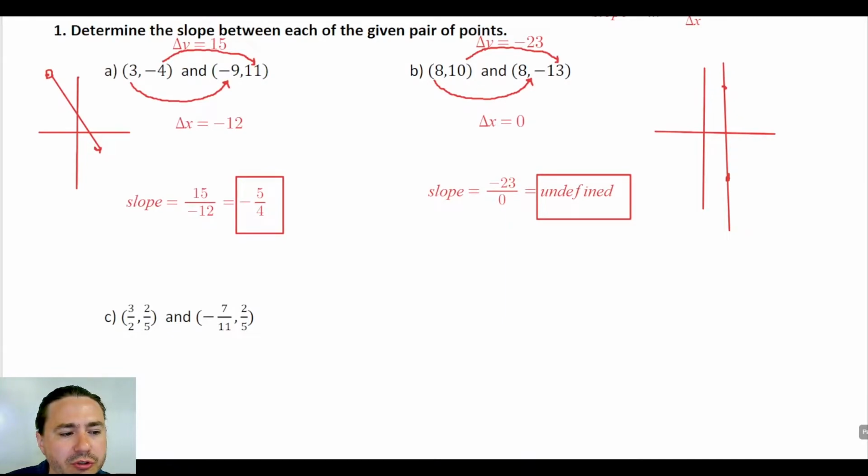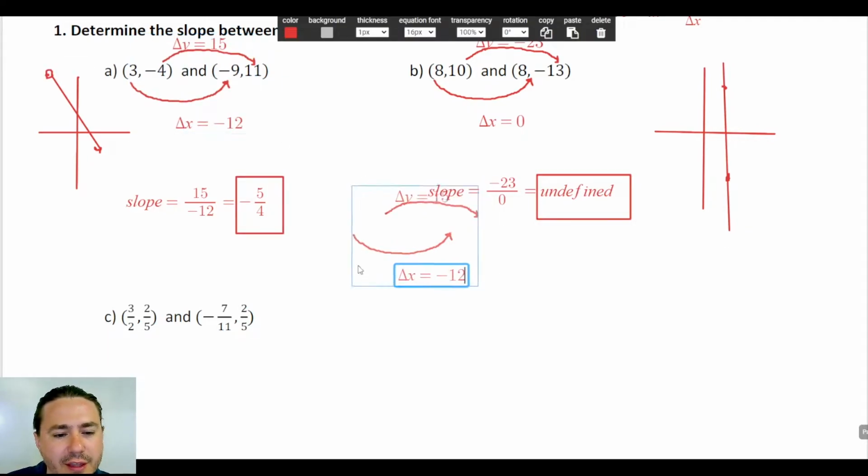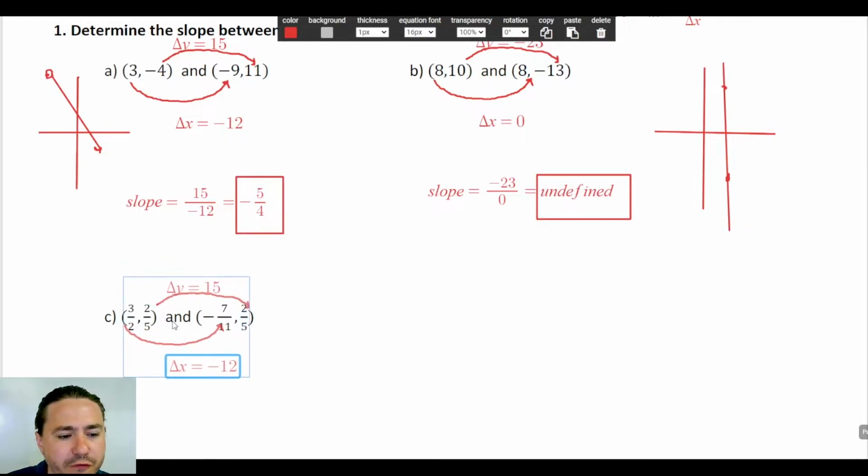For the last example here, we're dealing with some fractions. Sometimes, when you're just dealing with integers, it's kind of easy to figure out what your change is. But it's not so obvious when you've got fractions, I think. I think it's a little tougher to just sort of figure it out.